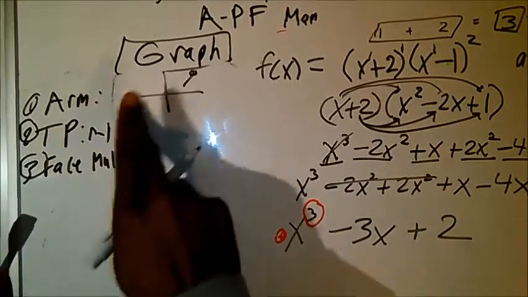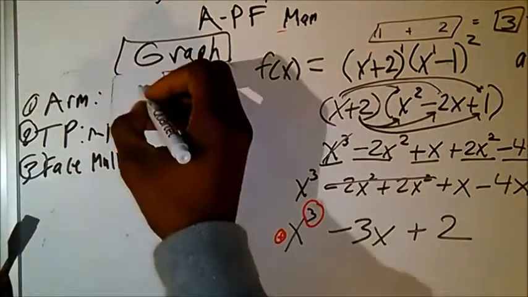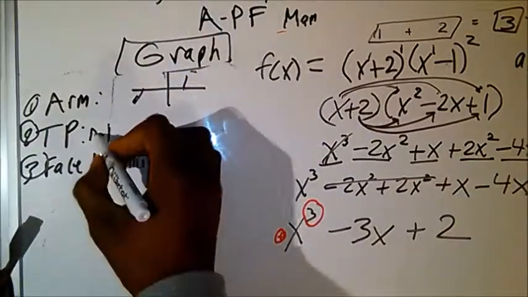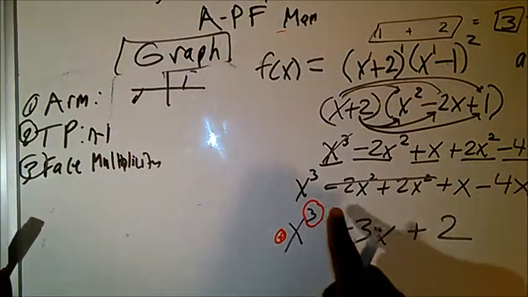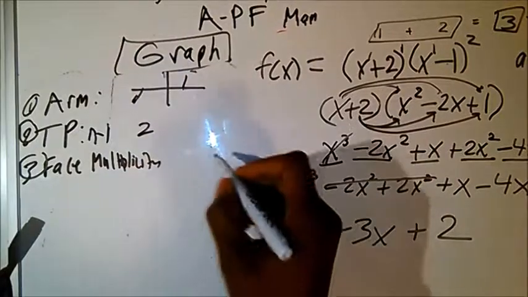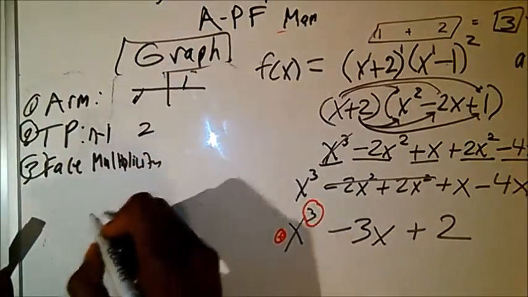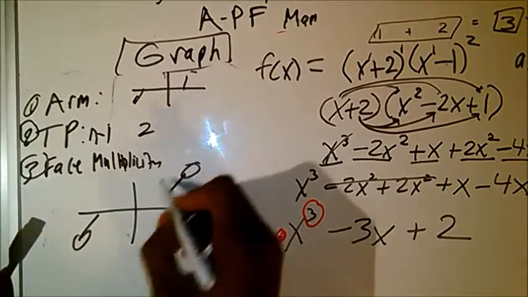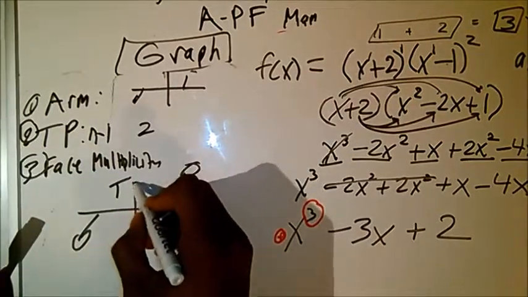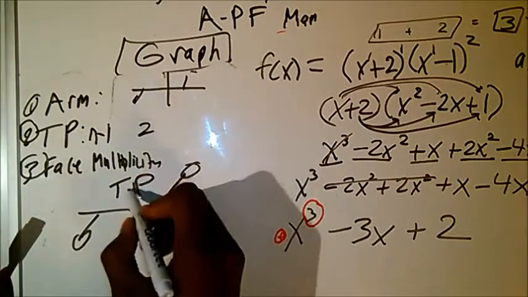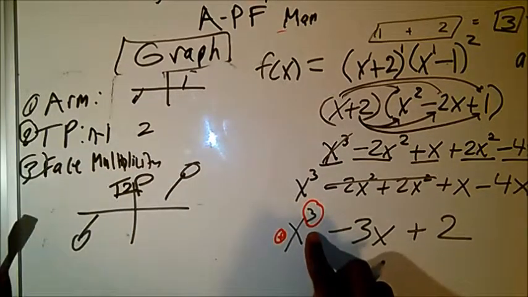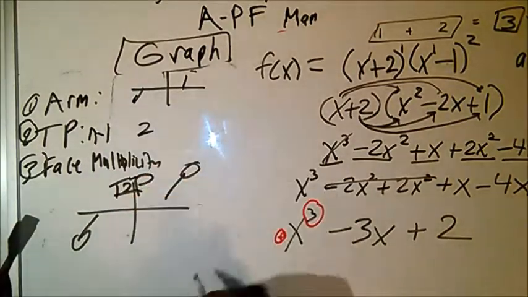The next step, we have to determine our teapot. So down, up. Our teapot is n minus 1. 3 minus 1 is 2. So we have our arm behavior, down, up, down, up. We have our teapot. Our teapot is going to be 2, because 3 minus 1 is 2, right?